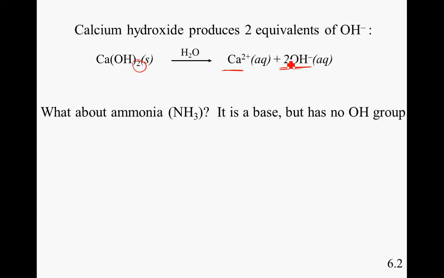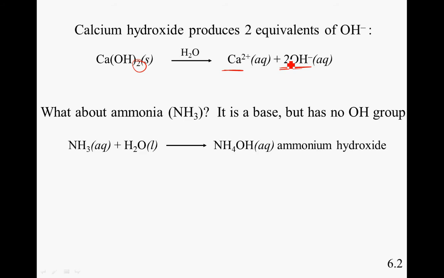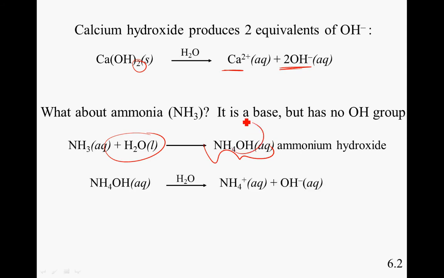Some bases are not so cut and dry. Some do not have hydroxide in the actual equation. Ammonia is an example of this. Instead, it reacts with water first. Notice in the first equation, the ammonia and water combine to form ammonium hydroxide. Now it has that hydroxide ion to donate. In this equation, the compound breaks down to the ammonium ion and then the hydroxide ion. And that's how we get the hydroxide.